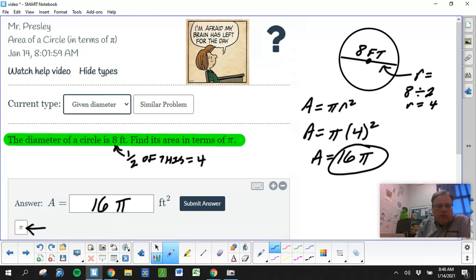Remember to use your pi button. And the feet squared is already there on the problem. And remember, just like we said before, 4 times 4 is feet times feet, which is feet squared. That's because it's a flat space rather than just the round outside part.